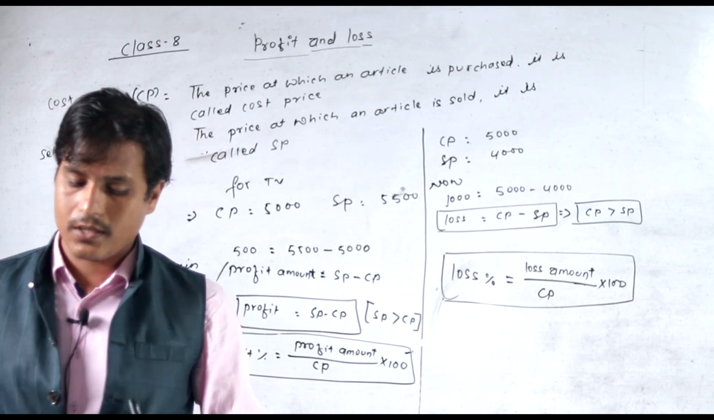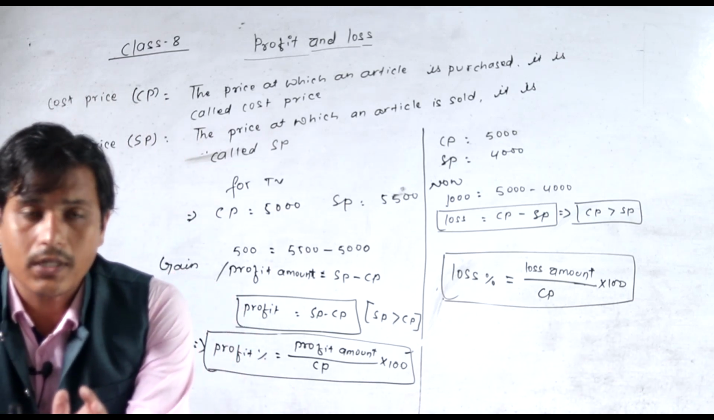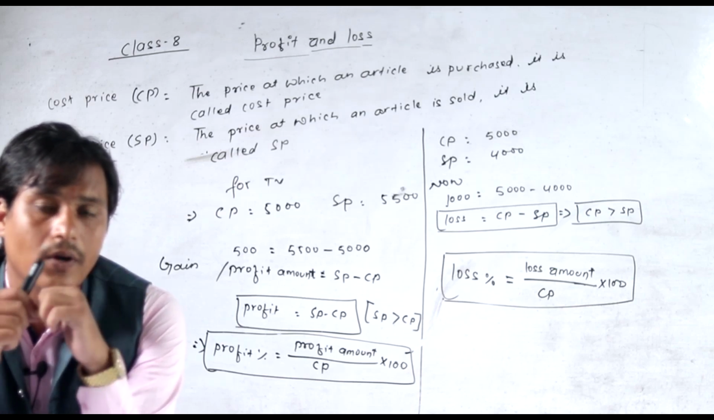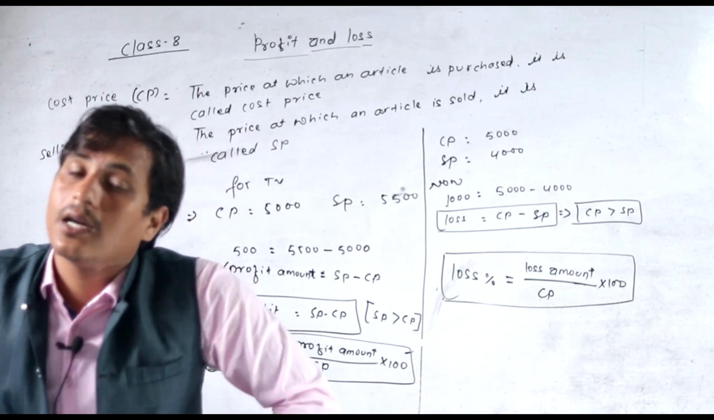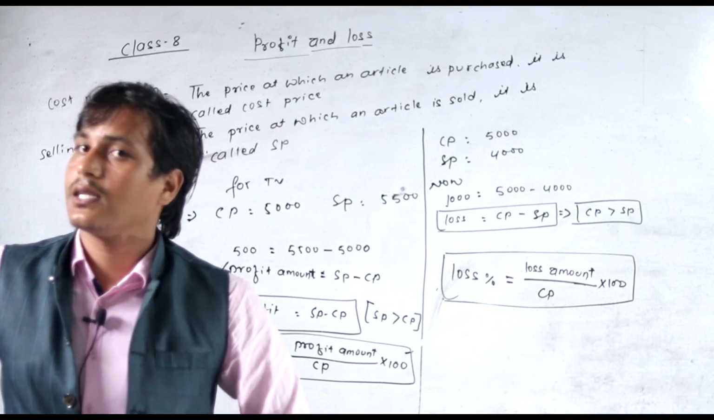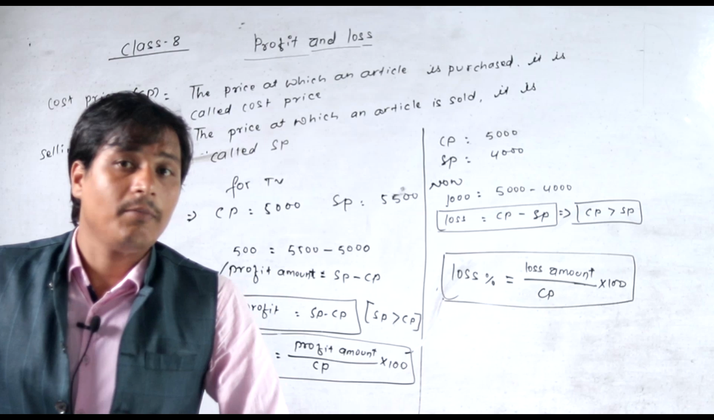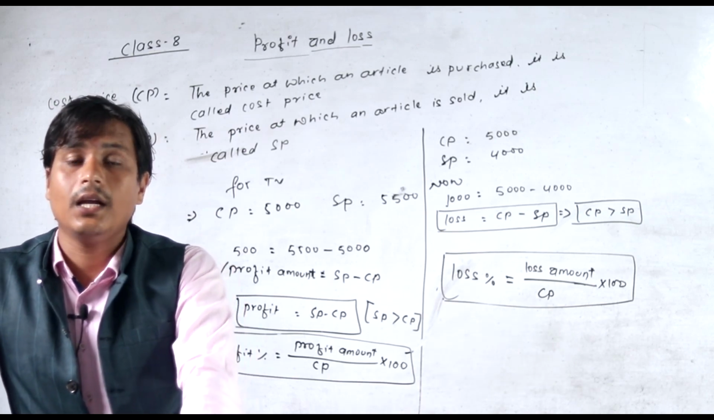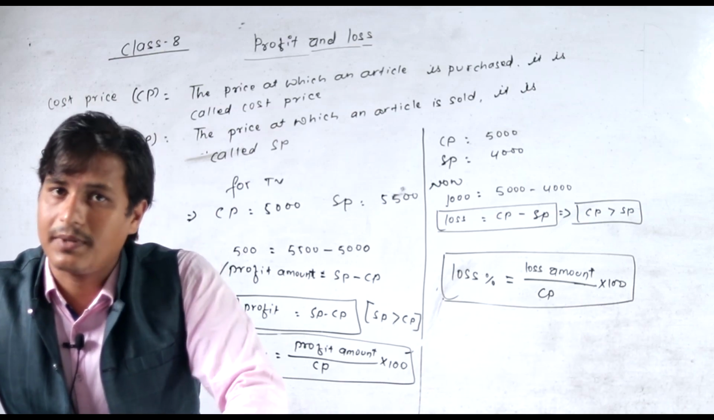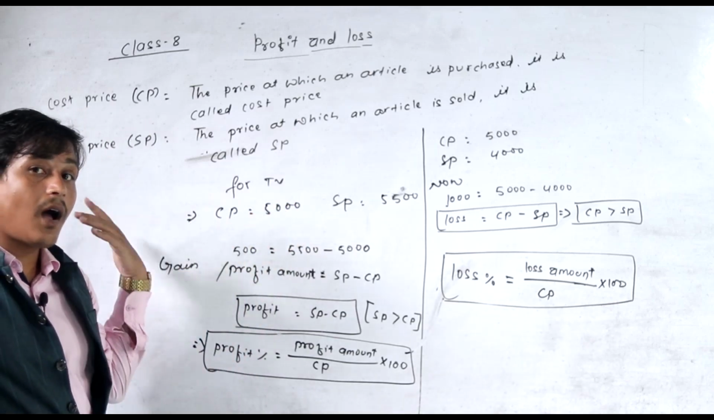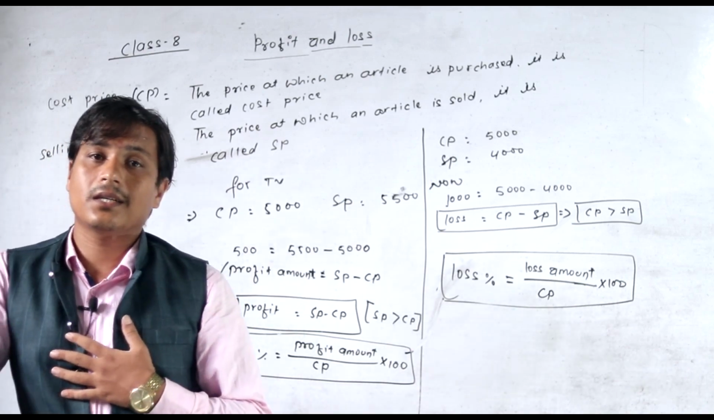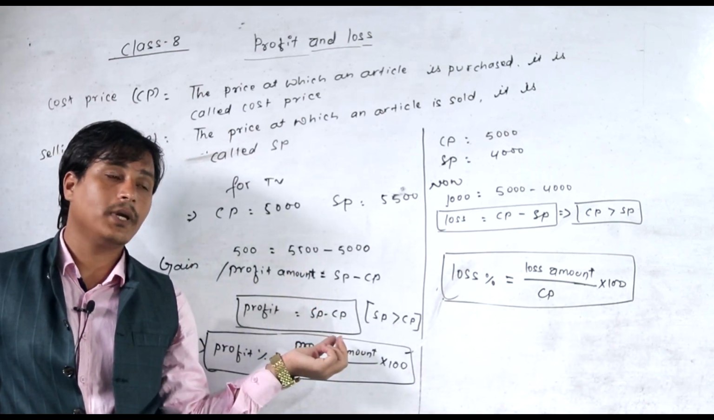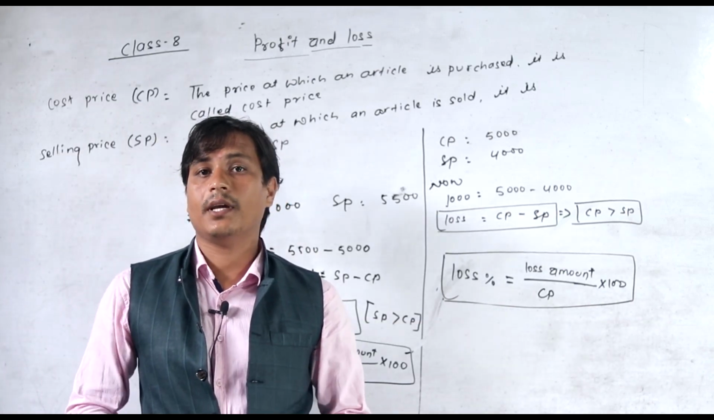Okay, once again I recall whatever I taught. First of all, profit and loss. Profit is the some extra amount that you got after selling an item, and loss is the decreased amount after selling an item. CP is the purchase price, the purchase cost of some item, an article, and SP is the sold price. Then how do you know you made profit or loss? When your SP is greater than CP, you made profit. When your CP is greater than SP, you made loss.